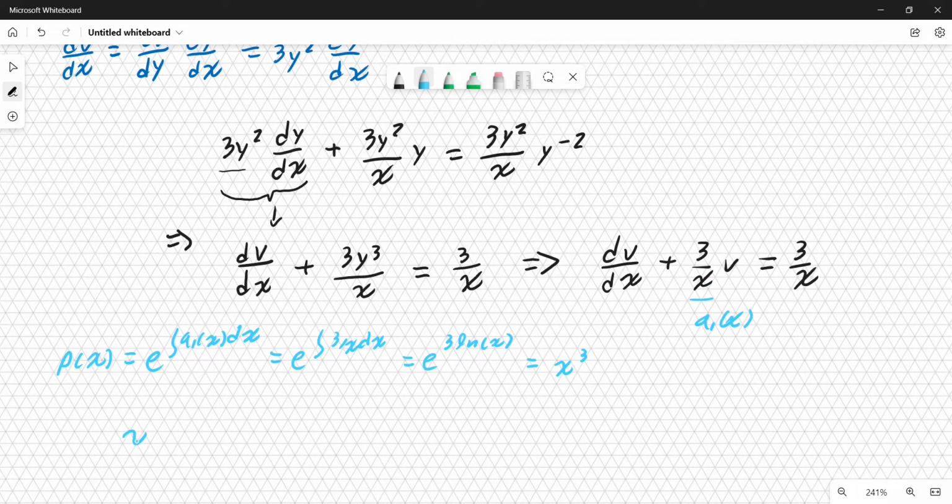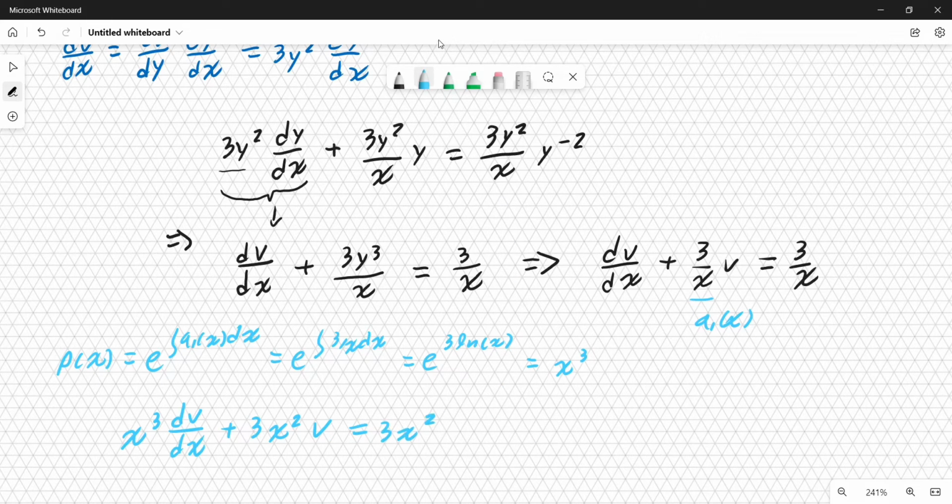So we get x cubed dv/dx plus, and x cubed divided by x is so simple, we're just going to get 3x squared, and then v. See how we did that? We still have the v, we have the 3, and then x cubed divided by x is just x squared. We should get 3x squared.